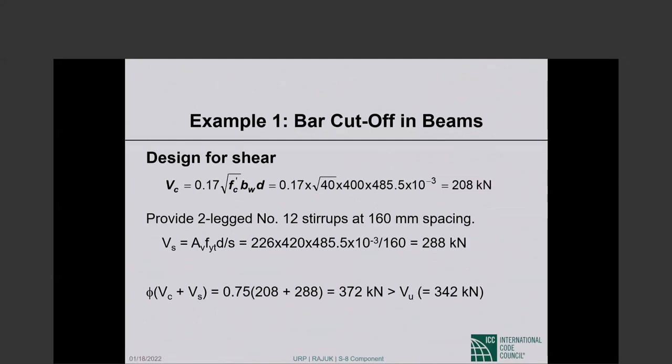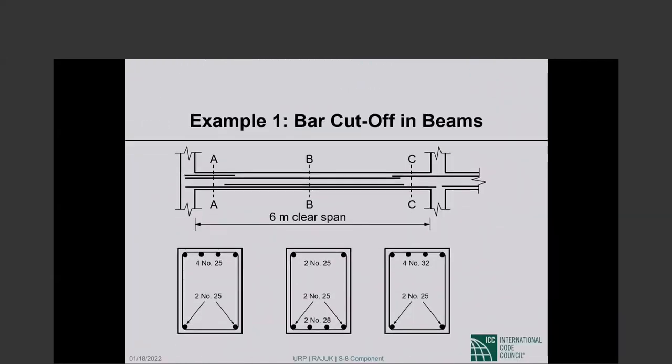So we have our flexural reinforcement, we have our shear reinforcement, 2-legged number 12 stirrups. Okay, so this is the picture. We have at the exterior support section 4 number 25 top bars. In the span 2 number 25 and 2 number 28, and at the interior support section 4 number 32.